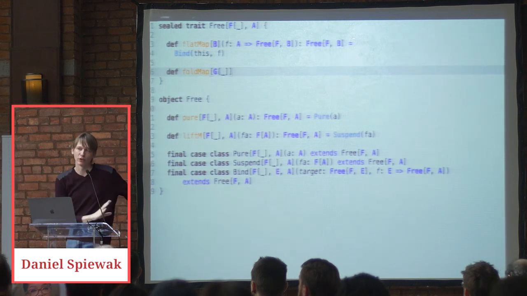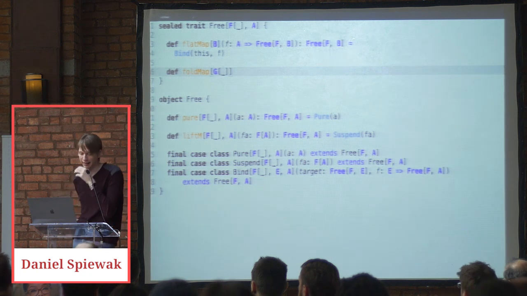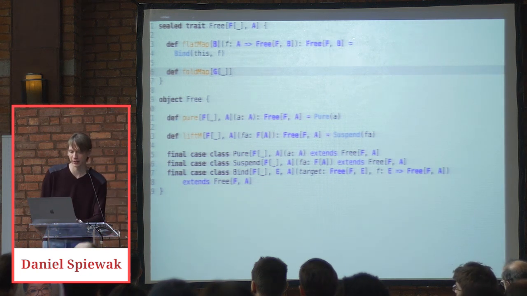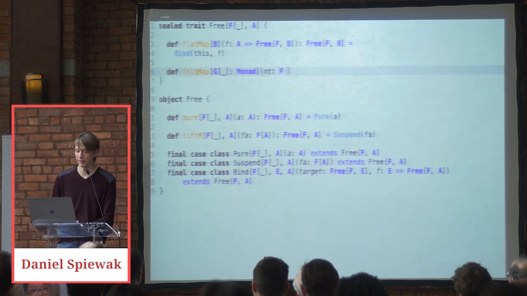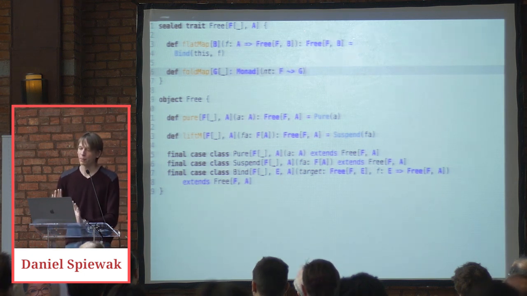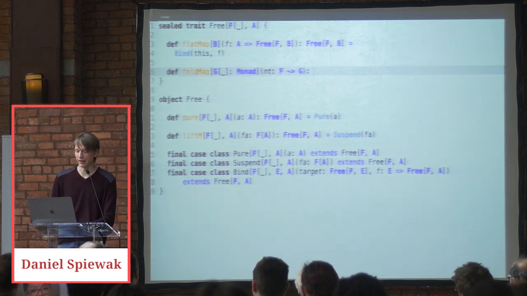And then maybe whoever is using this free monad can understand something about G and they can move on with their lives. So how are we gonna do this, right? I'm gonna make the claim that G is a monad, and we're going to take a natural transformation function from F to G. Now we're gonna return, by the way, a G of A, right?